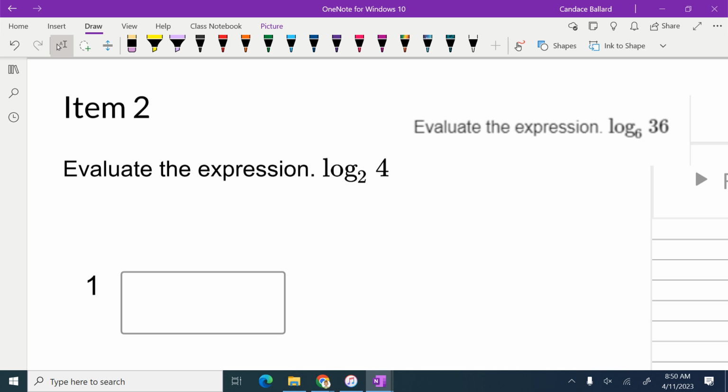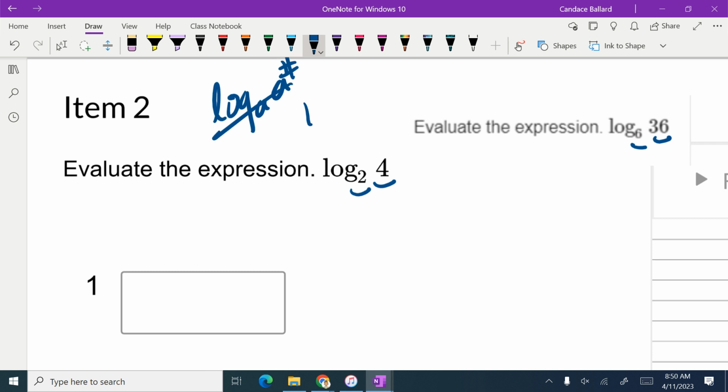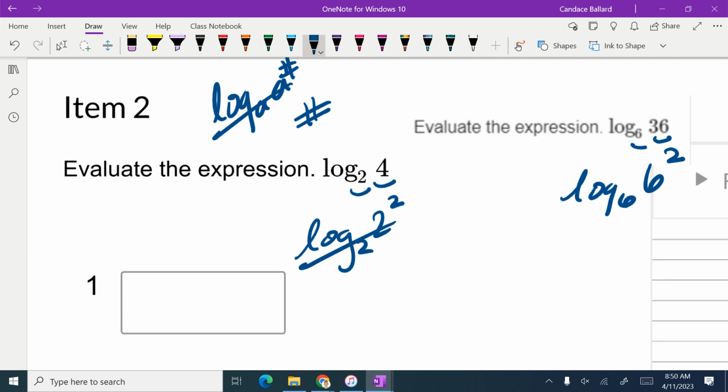All right, so what you want to do is you want this number and this number to match, right? Because then I can cancel the logs. Because remember, log base A of A cancels, and I just get the number that's in the exponent. So what's another name I could use for 4? 2 squared. What's another name over here I could use for 36? 6 squared. So my log base 2 cancels. My log base 6 of 6 cancels. The answer is 2.